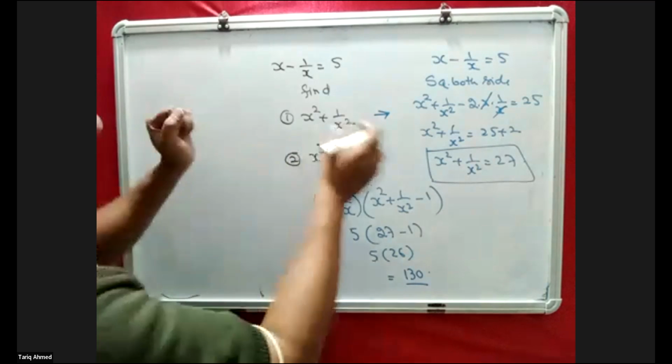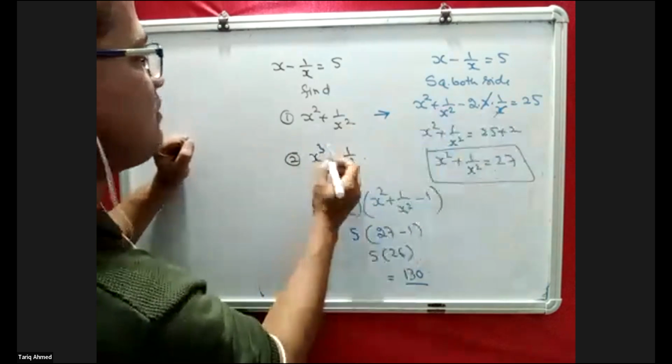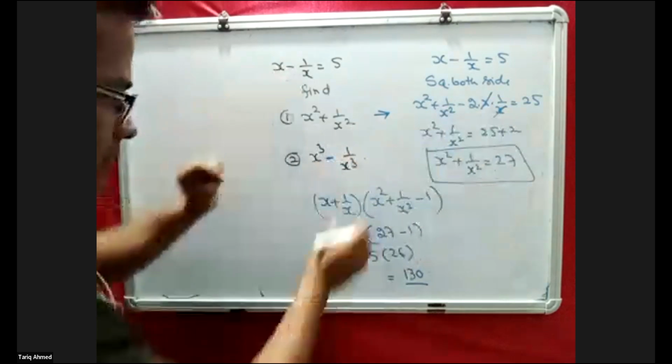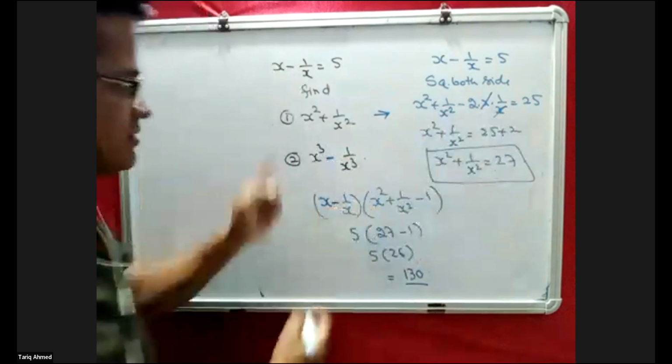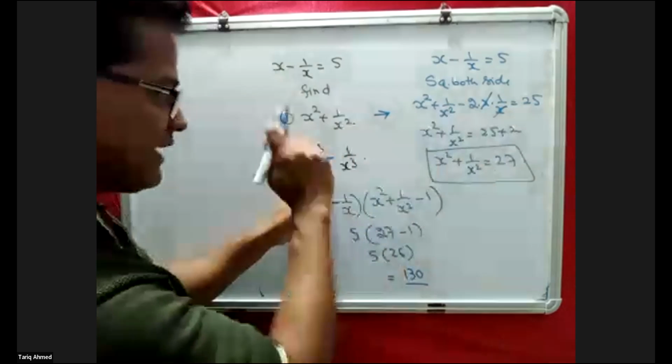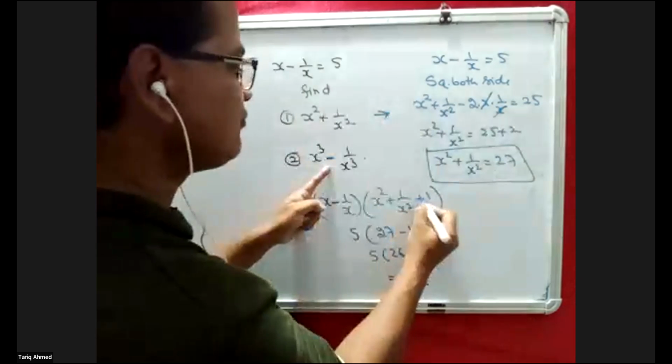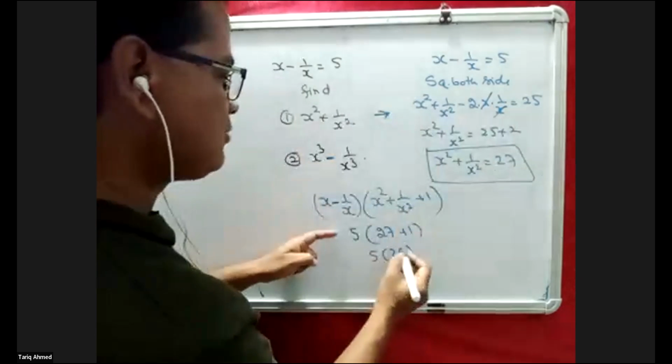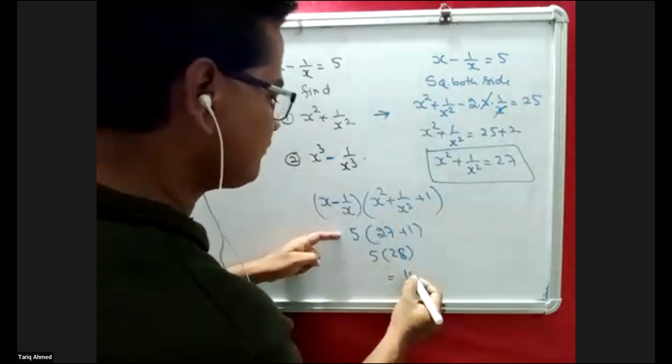See, here, in fact, it should be minus because it is minus. So one mistake is there, because then for that one, we will have to find the value. Then it would be 1 here. So 5 into 28, 140.